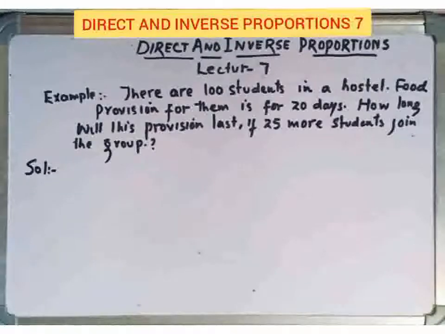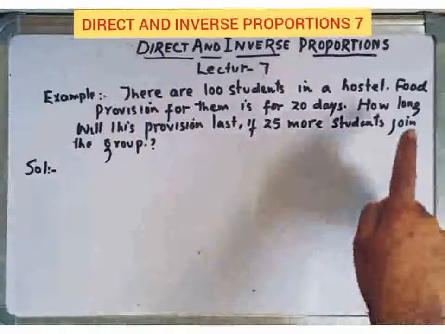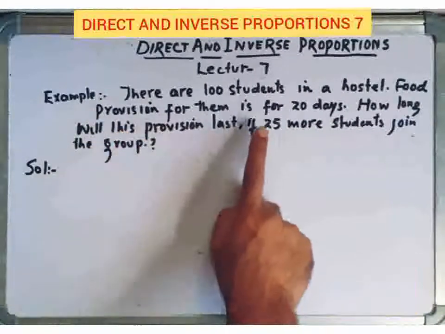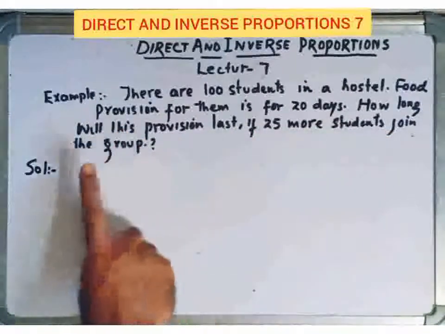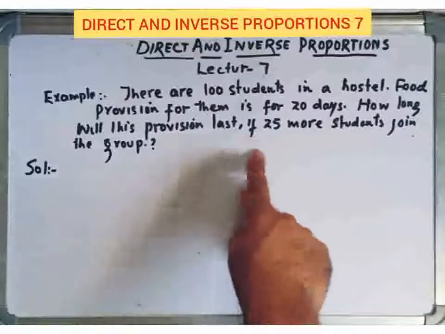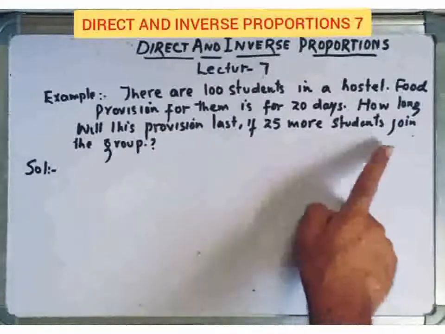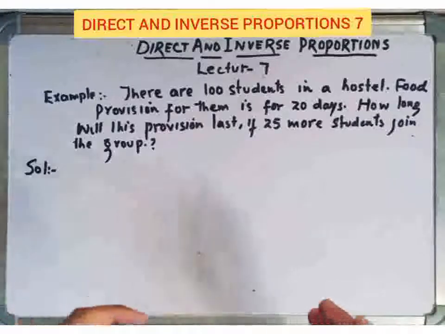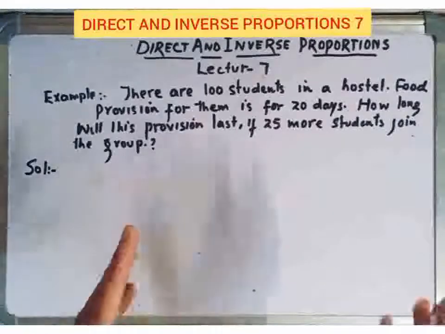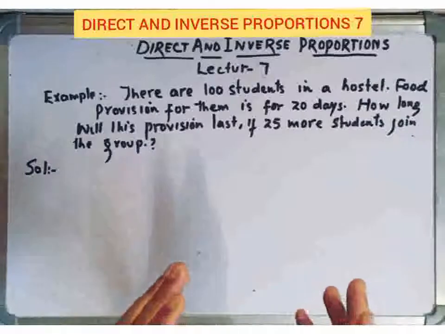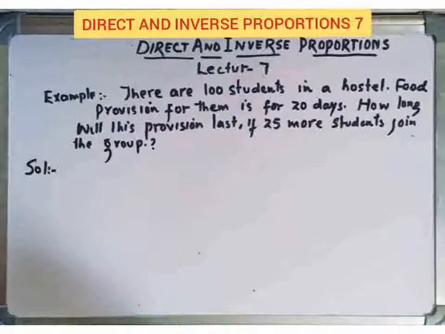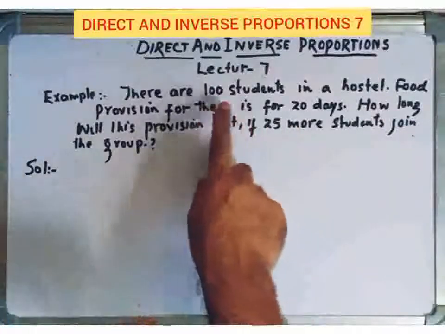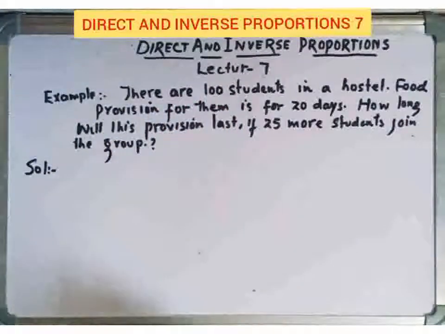Okay, the example is there are 100 students in a hostel. Food provision for them is for 20 days. How long will this provision last if 25 more students join the group? The food that has been stored in the hostel will last for 20 days if the number of students is 100.